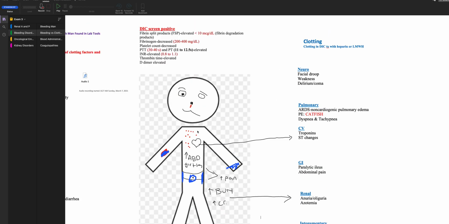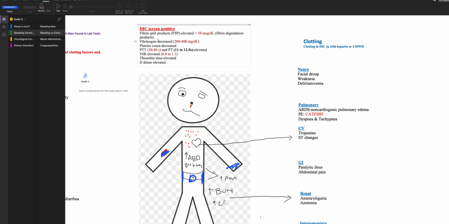Now, you're going to have to know these labs in DIC. If somebody's DIC positive, okay, the fibrin split products are going to be elevated. These are also called fibrin degradation products. This is because as the fibrin is used up, it becomes decreased, but it splits into these split products, okay? So this is just the fibrin split products or the fibrin degradation products, same thing. It just means this fibrinogen is getting broken up.